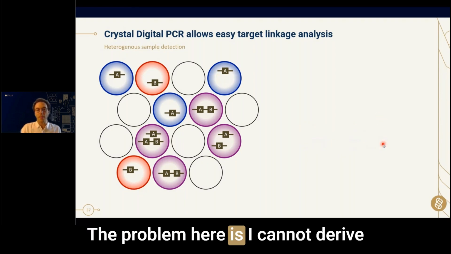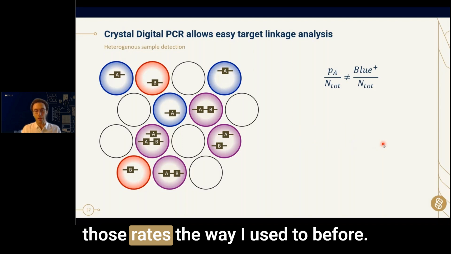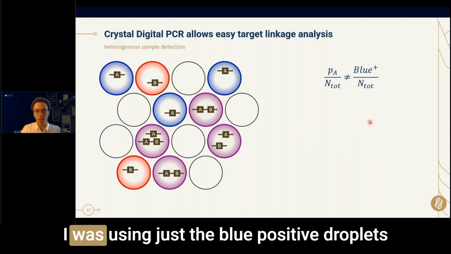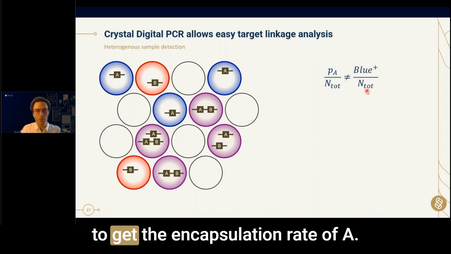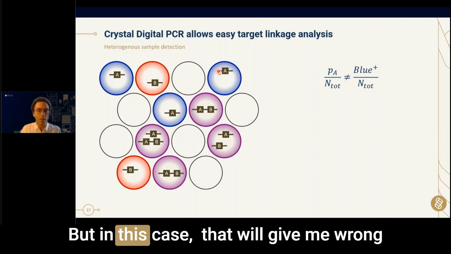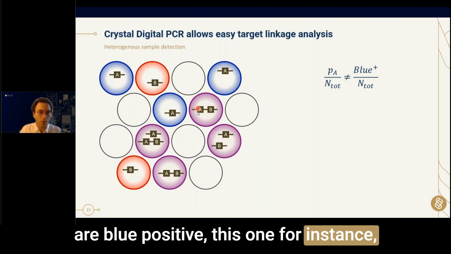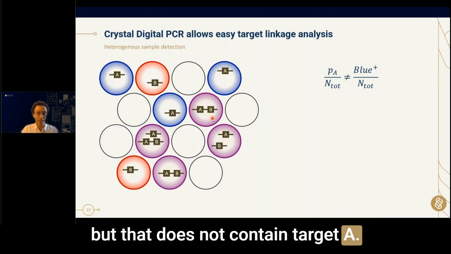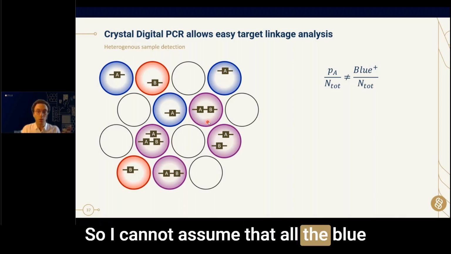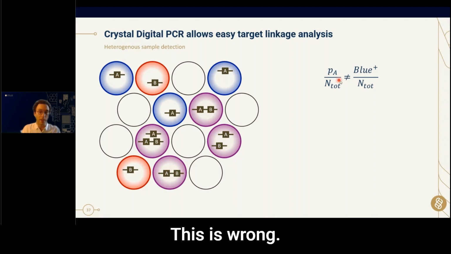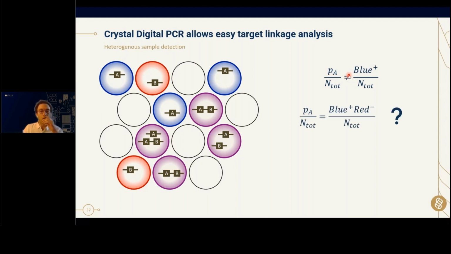The problem here is I cannot derive those rates the way I used to before. I was using just the blue positive droplets divided by total number of droplets to get the encapsulation rate of A. But in this case, that will give me wrong results because I have some droplets that are blue positive, this one for instance, but that does not contain target A. So I cannot assume that all the blue positive droplets are positive for A. This is wrong. What can I do then?